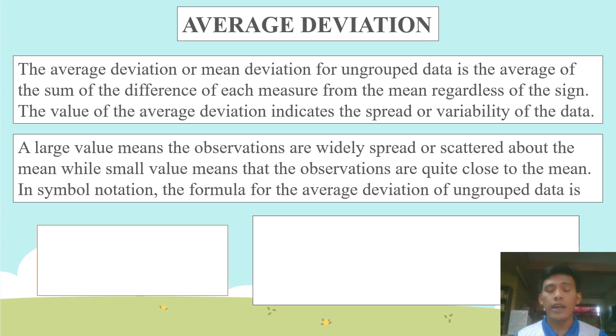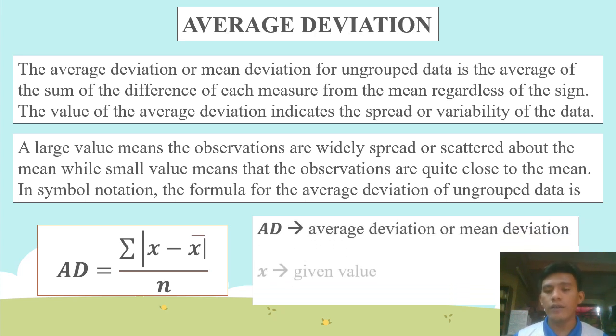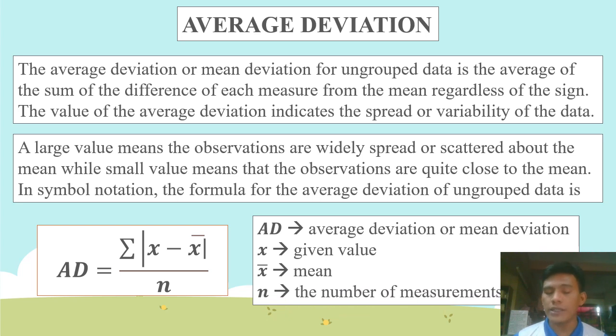In symbol notation, the formula for the average deviation of ungrouped data is the summation of the absolute value of x minus the mean, over n. So we need to find the value of the summation of |x - mean| so that we can compute the average deviation, because n is already given: n is the total number of data. In the average deviation, or mean deviation, x is the given value, the mean is the mean, and n is the number of measurements, or the number of data.